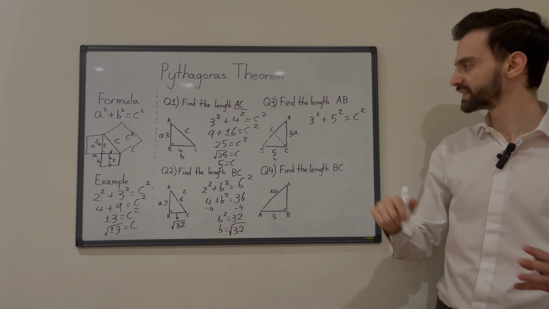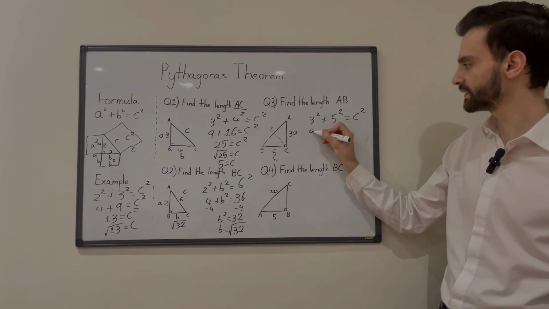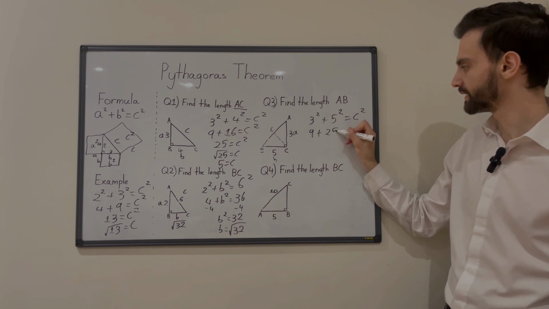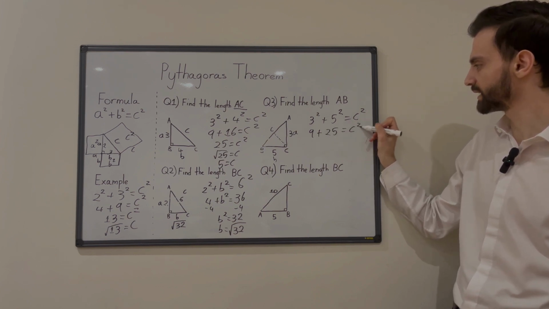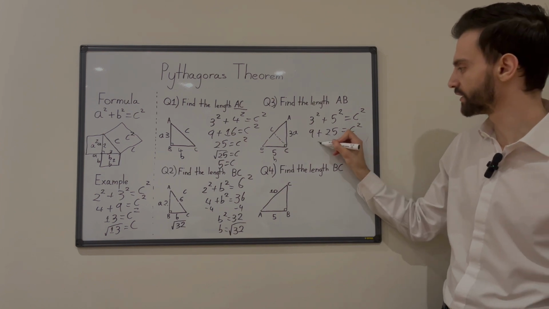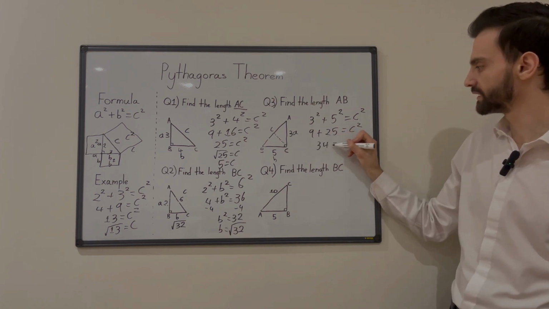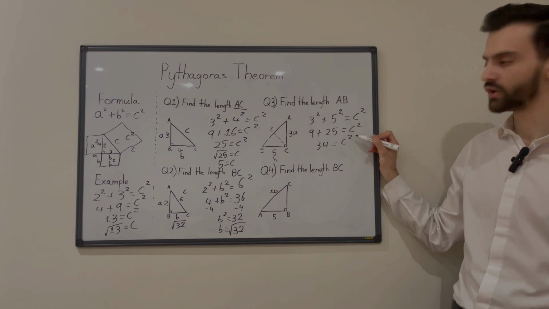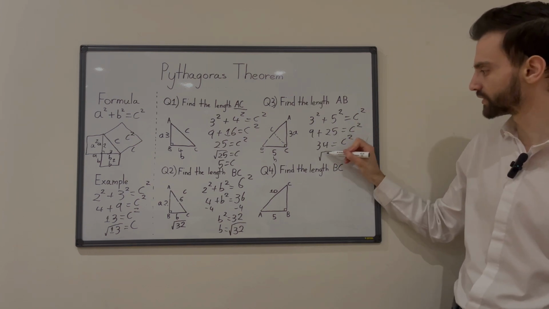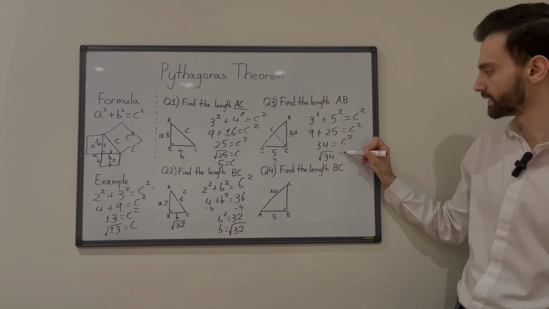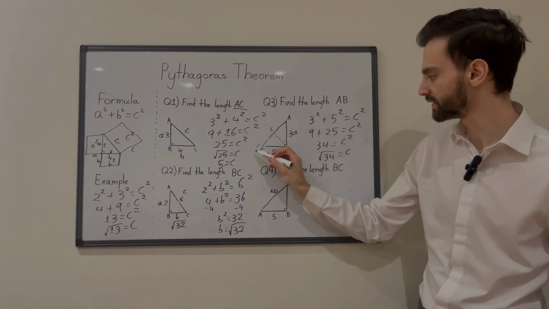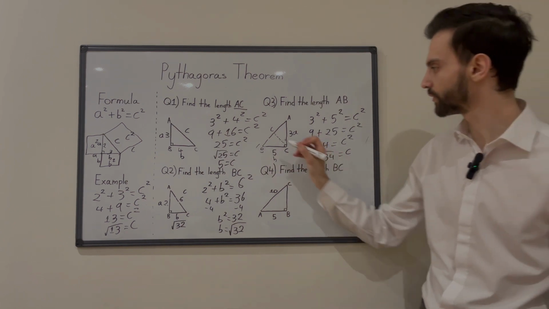Simplify this underneath. We're going to get 3 squared 9, 5 squared 25, and it's equal to C squared. 9 plus the 25, 34, equals C squared. Opposite of the squared, square root. So we have square root 34 equals C. So our length over here is square root 34.